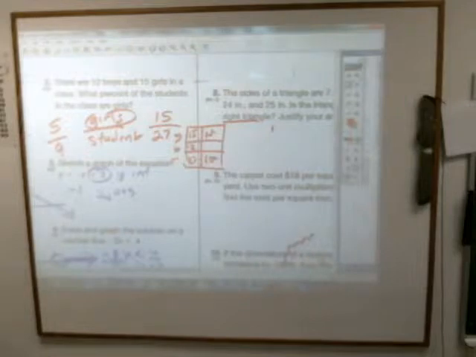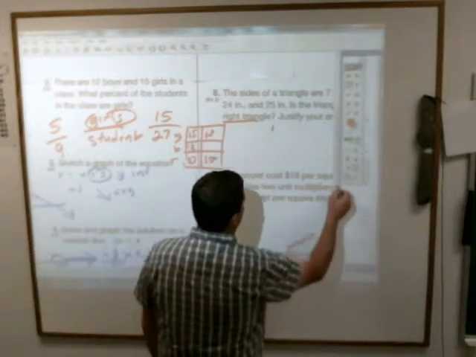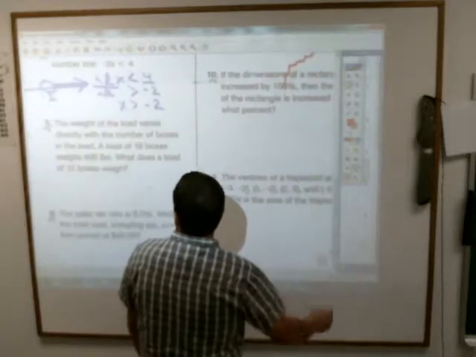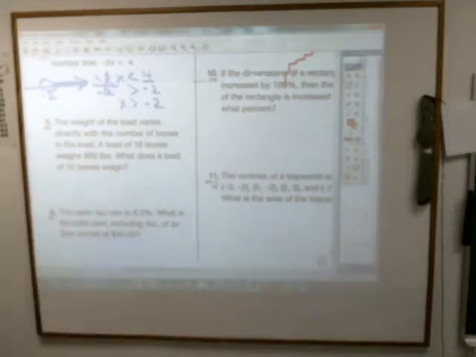Taylor Pavey, question number 5, please, if I can find it. You seem to be pulling up the wrong one. The weight of a load varies directly with the number of boxes in the load. A load of 18 boxes weighs 600 pounds. What does the load of 12 boxes weigh?